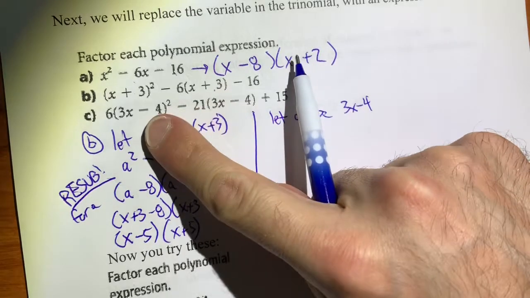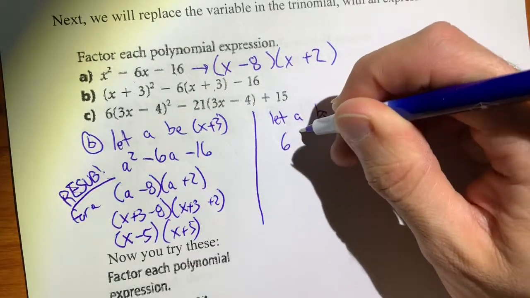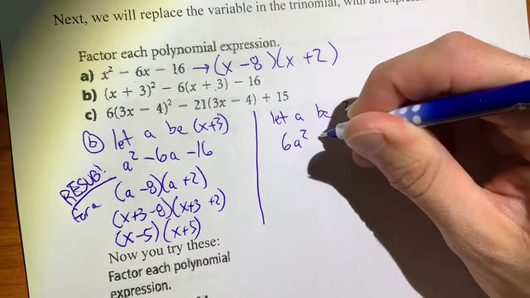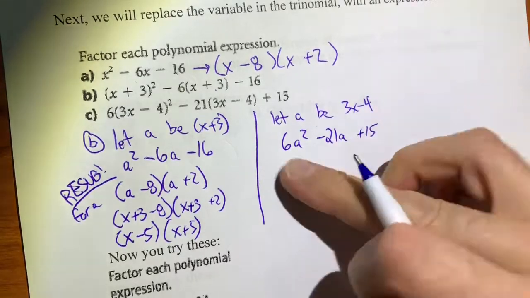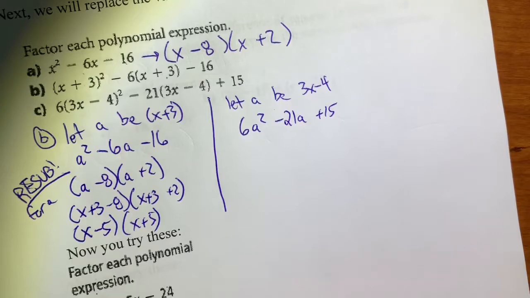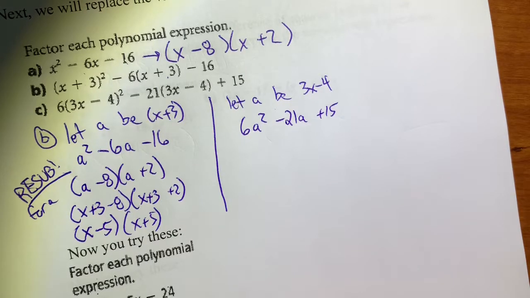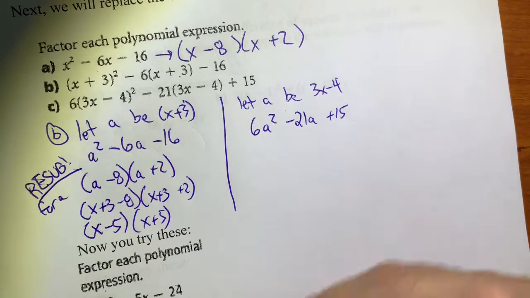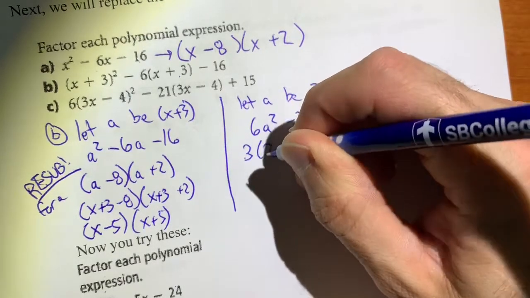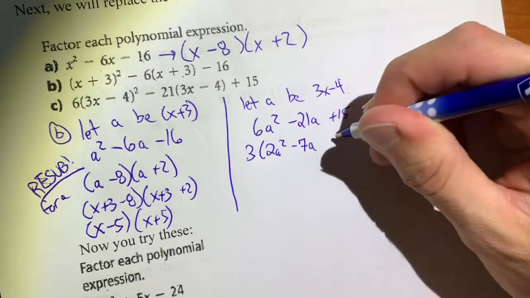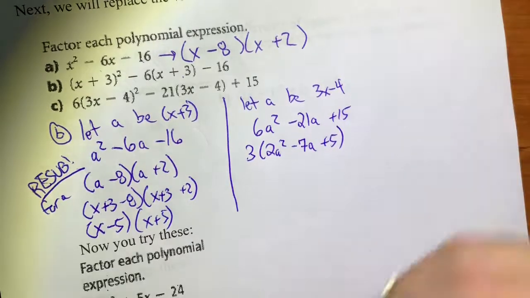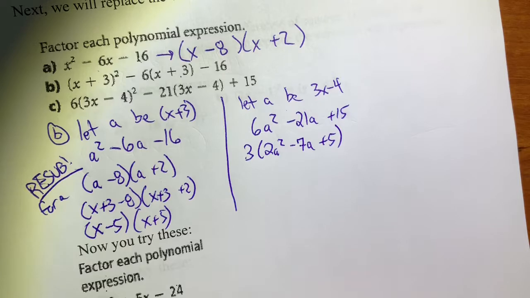So wherever there's the 3x minus 4, you're going to go 6 times a squared minus 21 times a plus 15. Now, if there's anything you can pull out, like this looks like a decomposition question to me, but I am noticing that 6, 21, and 15 will have a greatest common factor of 3. So I'm going to pull out the 3. Now, if you don't notice that, it's fine. You're just going to have bigger numbers and maybe a more complicated question.